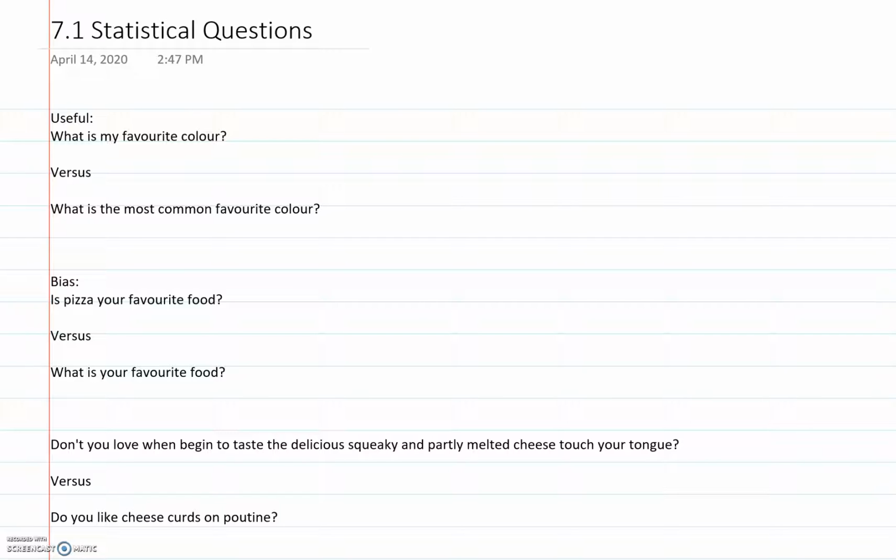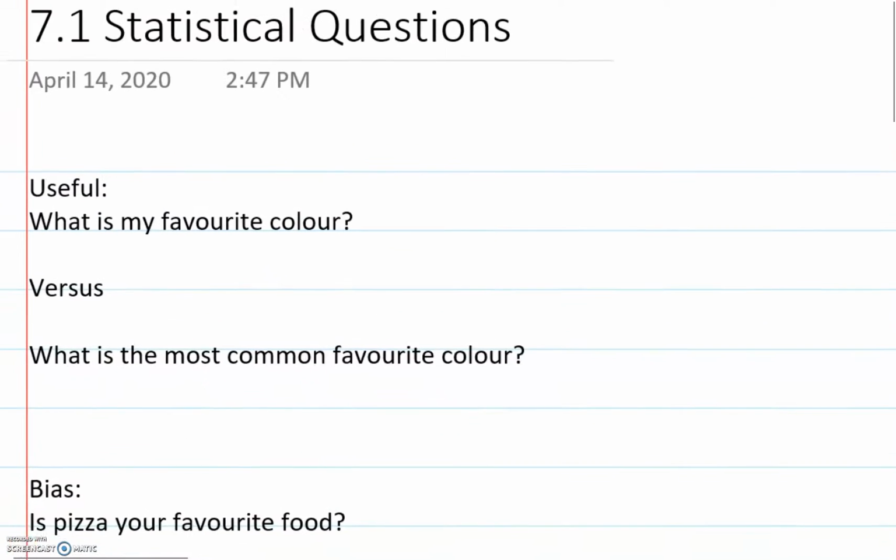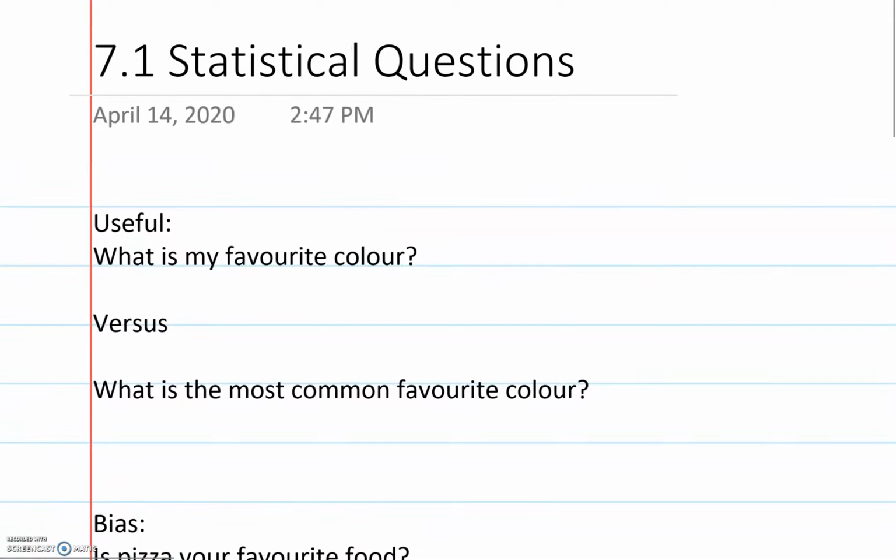Now, this is where it gets a little bit tricky because you have to choose the population and who you're asking and all that stuff as well. But for today, we're looking at how to make those questions fair questions and good questions. So first thing that we want to look at here is we want to make sure that our questions are useful questions. If we're asking something that is unrelated, then it's not a useful question.